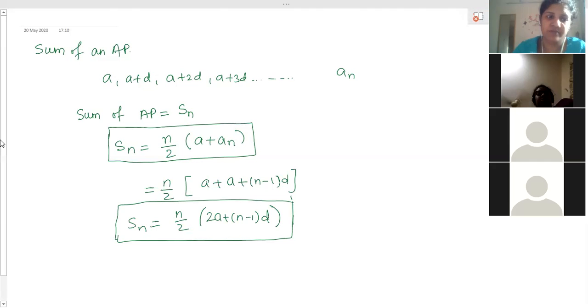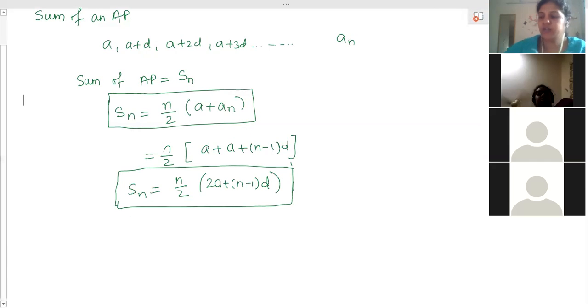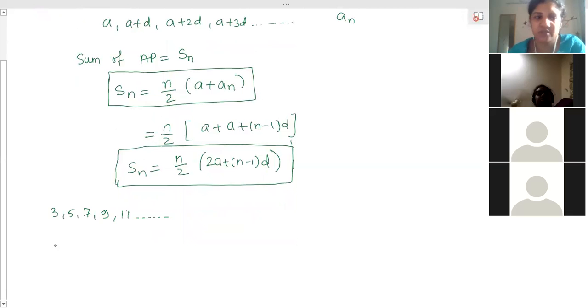For example, if the AP is given as 3, 5, 7, 9, 11, and so on, they're asking to find out the sum of the first 5 terms. That means you have to calculate the first 5 terms and add them: 3 plus 5 plus 7 plus 9 plus 11.